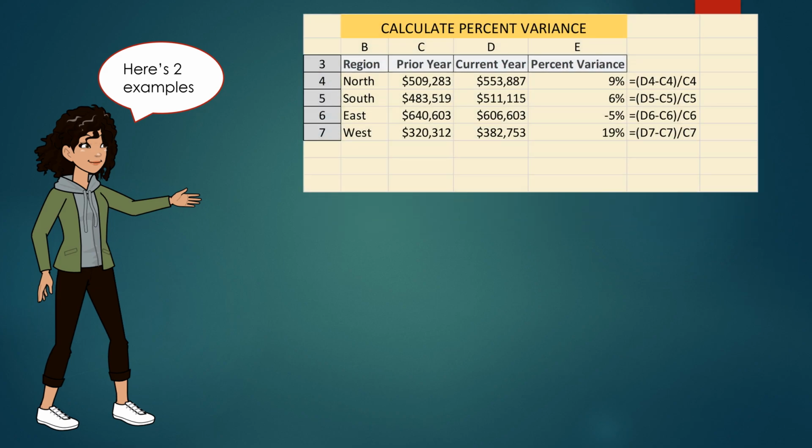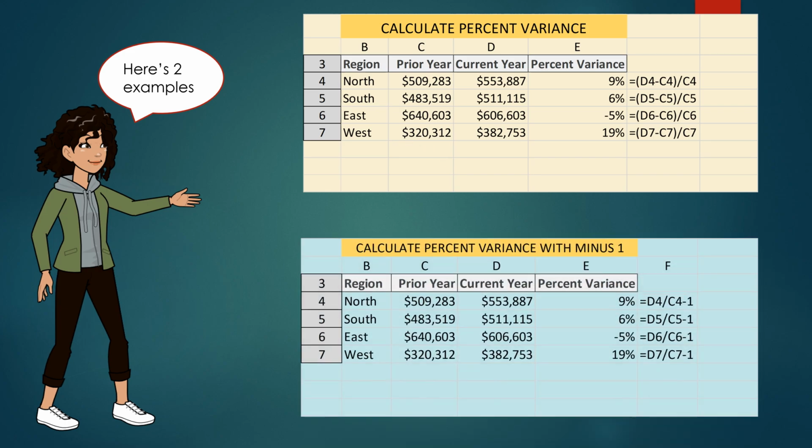To calculate the percent variance using the first formula, we'll look at the sales for the current year and those of the prior year. To calculate the percentage variance between the 2 years, we'll take D4 minus C4, and then we divide by C4, as you can see in the formula here on the side, and then we'll get 9%. So when you copy the formula down, it does the same for all the 4 regions.